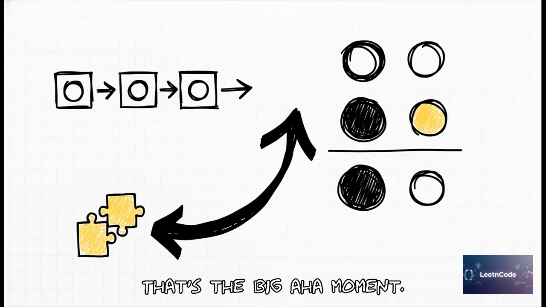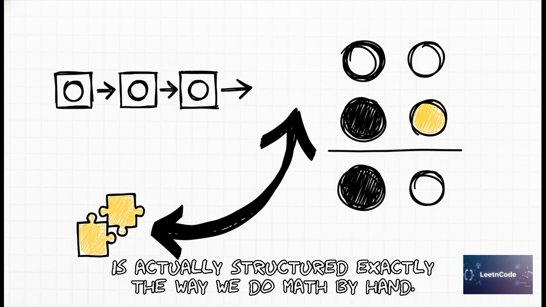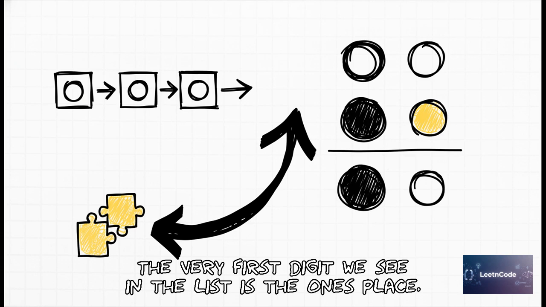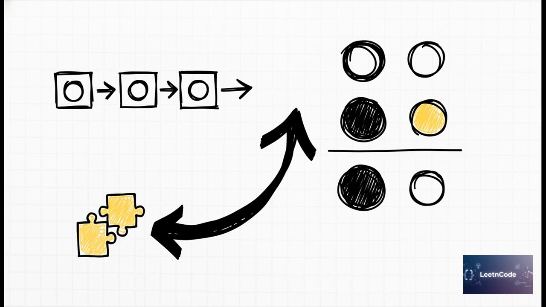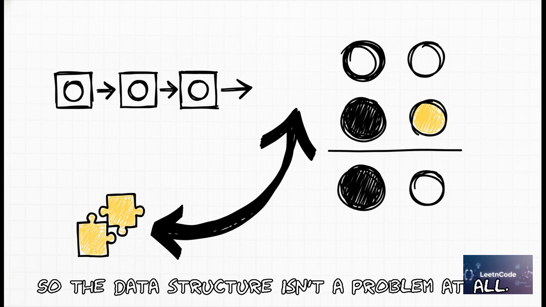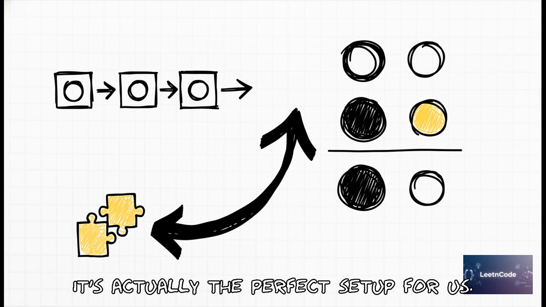And boom, there it is. That's the big aha moment. The list, being in reverse, is actually structured exactly the way we do math by hand. The very first digit we see in the list is the ones place. It's precisely where we need to start our calculation. So the data structure isn't a problem at all. It's actually the perfect setup for us.